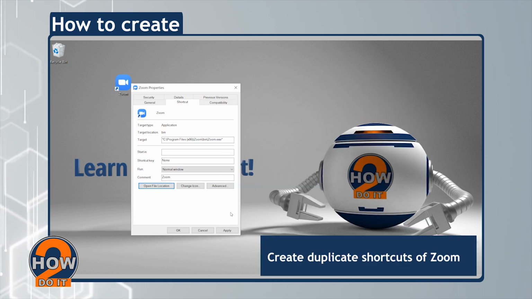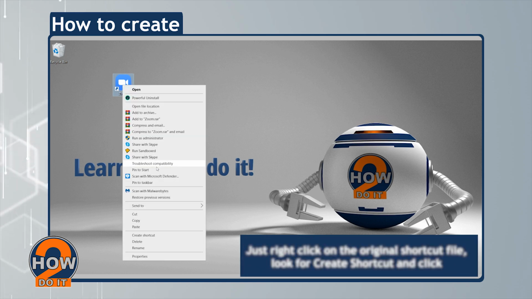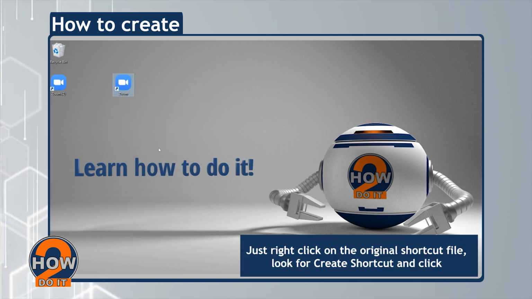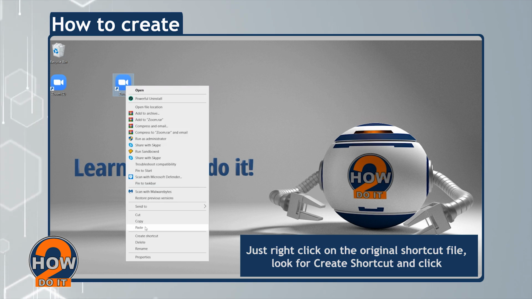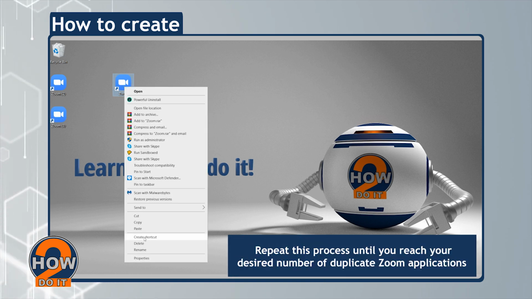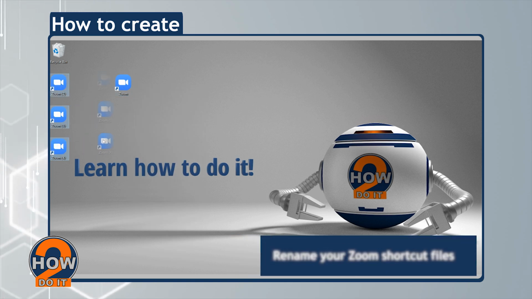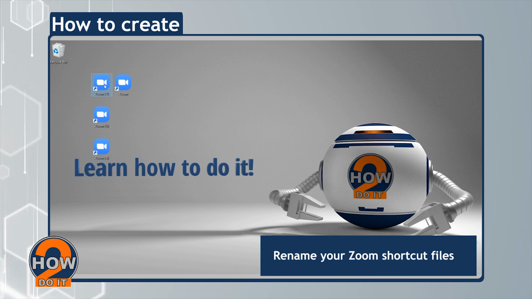Now create duplicate shortcuts of Zoom. Just right-click on the original shortcut file, look for Create Shortcut, and click. Repeat this process until you reach your desired number of duplicate Zoom applications. Of course, rename your Zoom shortcut files.